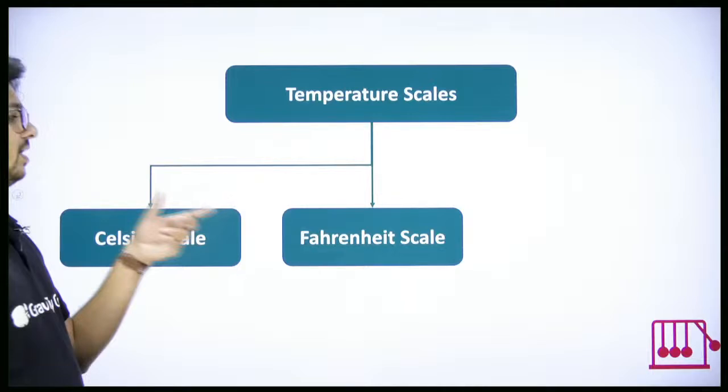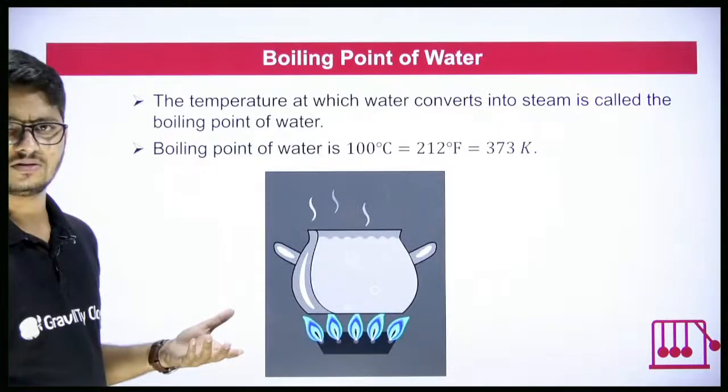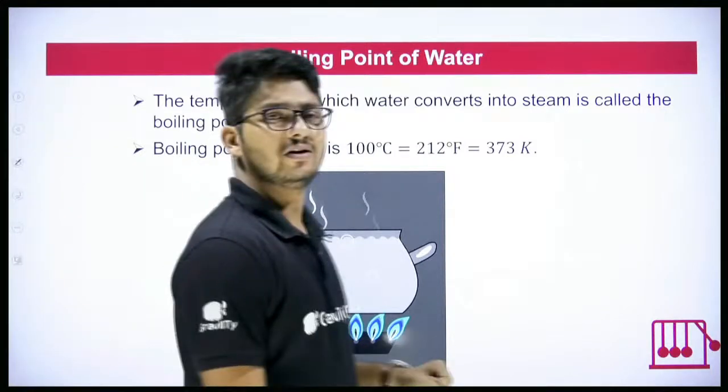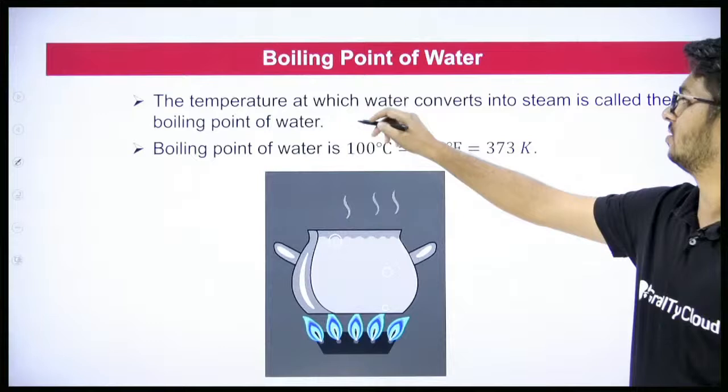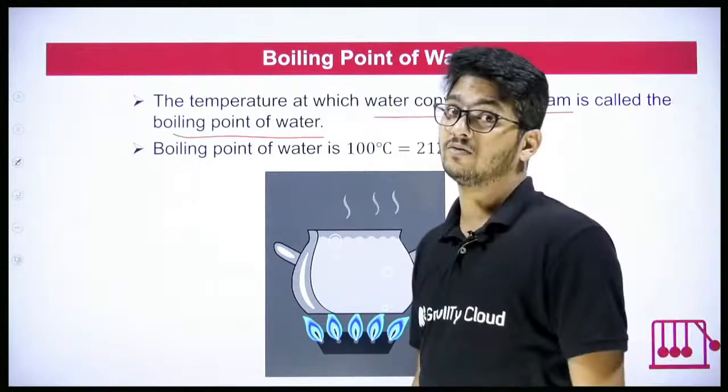Okay. So before we go into the Celsius, Fahrenheit and Kelvin scales, let's understand a few points. Let's go into something called the boiling point of water. Now what is boiling point, everyone? We say water is boiling, but what is boiling? Boiling is the conversion of water into water vapor, into steam, into a gaseous form. Yes or no? So the temperature at which water converts into steam is called the boiling point of water. And what is the boiling point of water? It is 100 degrees Celsius.